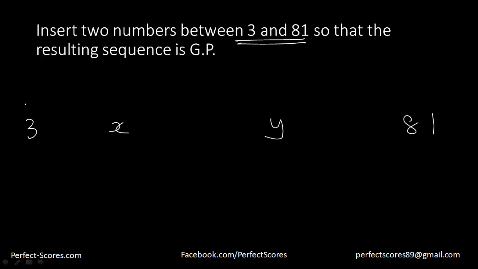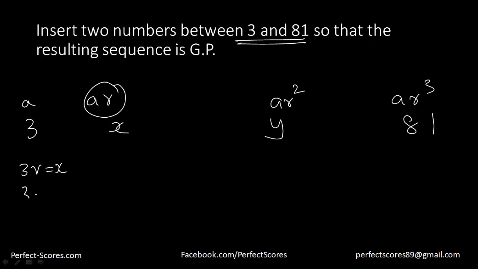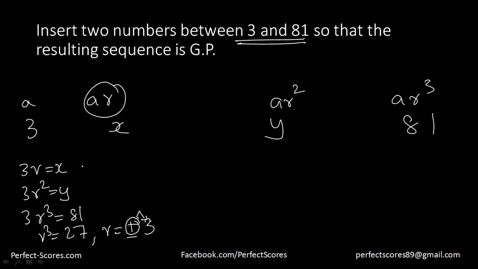So this over here is a, this is ar, this is ar square, this is ar cube. Better way of doing that. So a is equal to 3, so 3 into r is equal to x, and 3 into r square is equal to y, and 3 into r cube is equal to 81. That means r cube is equal to 27, which means r is equal to plus or minus 3. So I'm going to take the positive 3 part. So this number is going to be 3 times 3, 9. This number is going to be 9 times 3, 27.